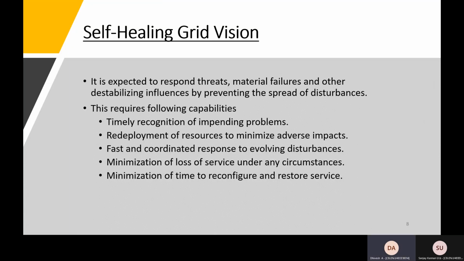Now, this is a main slide. This is a self-healing grid vision. It is expected to respond to the threats, material failure by preventing the spread of disturbances. So we need to identify the problem, and the time response should be very fast so that we can resolve it very fast and losses will be minimized.